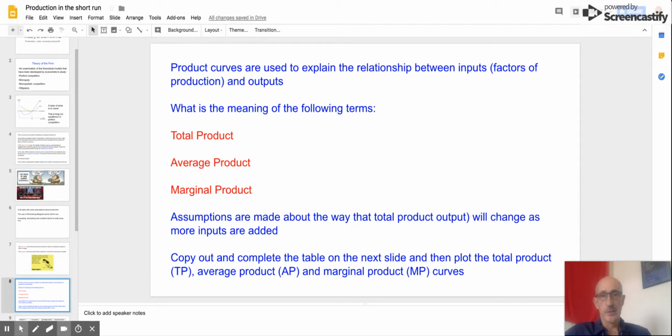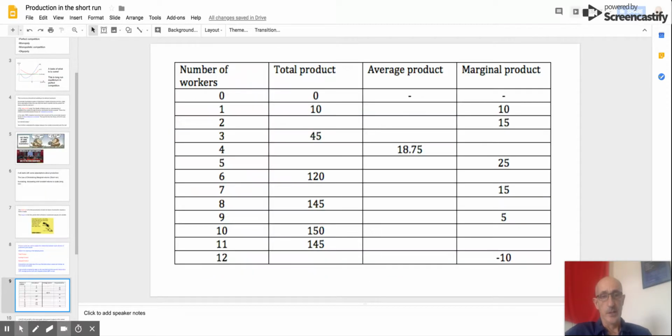So economists have developed what they call product curves to explain the relationship between the inputs, the factors of production, and the outputs. To do so, they've used the following terms: total product, average product, and marginal product. And the assumptions that they have built enable them to make predictions about what will happen to total product, average product, and marginal product as the number of workers increases. And you could work through this table to give you an idea of what is thought to happen.